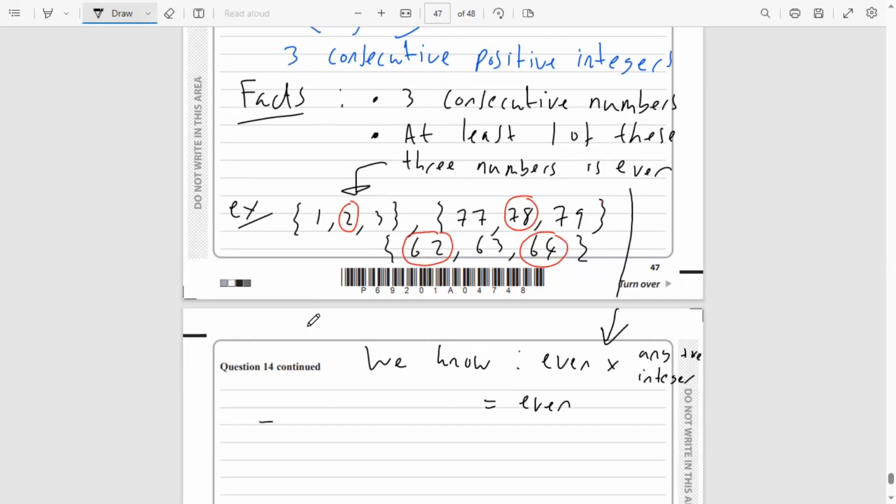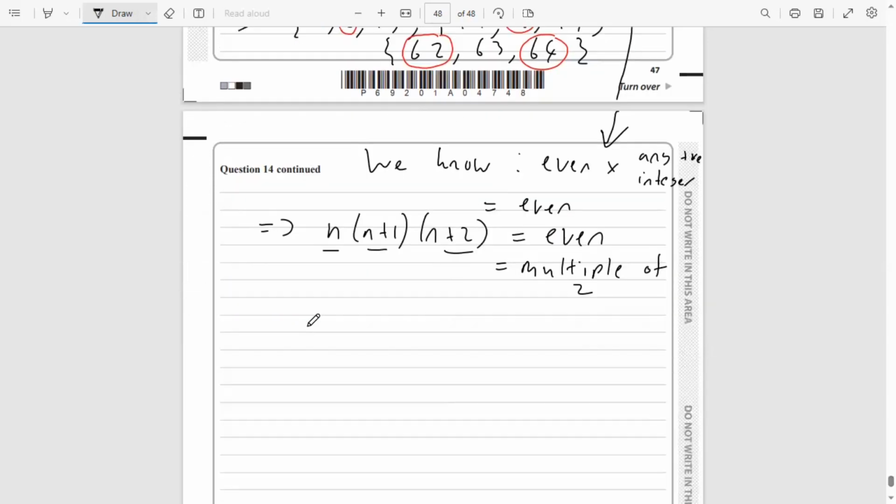So therefore, we can say that n times n plus 1 times n plus 2 is definitely going to be an even number. In other words, it must be a multiple of 2. We know for a fact it's a multiple of 2, and again, it's because at least one of these 3 numbers must be even. It could be 2 of them, but it could be 1 as well. Again, when you times an even number by any number you like, it's going to be even. So I know that this is going to be a multiple of 2. Okay, so we know that.